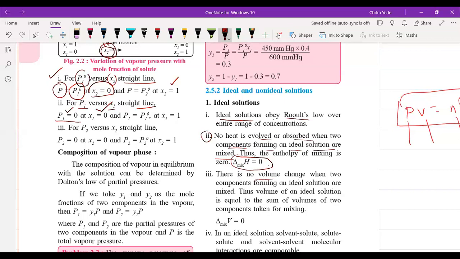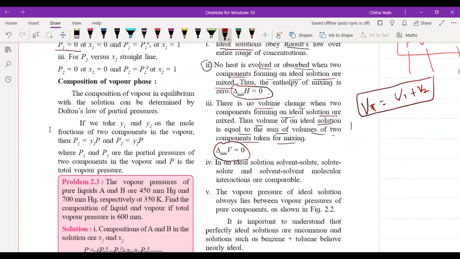There is no volume change. So volume is also not going to change when two components form an ideal solution. The volume of the ideal solution is equal to the sum of the volumes of the two components taken in a mixture. So the change in volume will be 0. So the total volume, I'm writing here, VT is equal to V1 plus V2. There is no change; it is not going to increase or decrease.